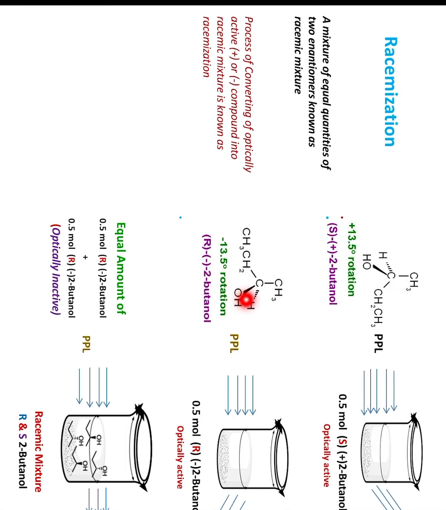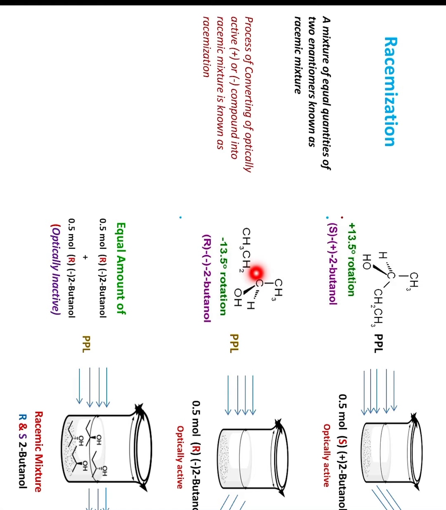molecules have the same molecular formula. If you observe S-2-butanol, it contains 1, 2, 3 and 4 carbon atoms. In R-2-butanol, again it contains 4 carbon atoms. S-butanol contains 1 oxygen atom, and R-butanol will also contain 1 oxygen atom. The same number of hydrogen atoms is present in S- and R-butanol. Though they have the same number of atoms, that is, the same molecular formula, if we place this molecule before this molecule, then you will see that this molecule is the mirror image of this molecule.